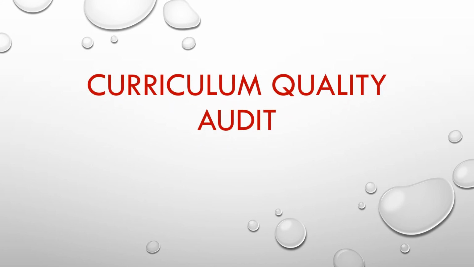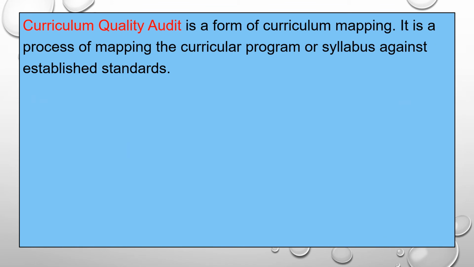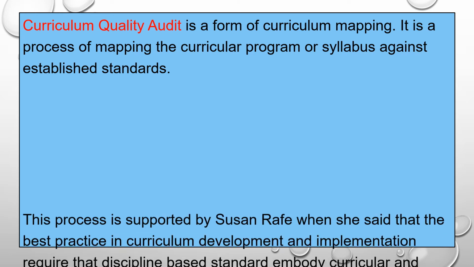Good morning. I'm Mildred Amilino, and my topic is about curriculum quality audit. Curriculum quality audit is a form of curriculum mapping. It is a process of mapping the curricular program or syllabus against established standards.